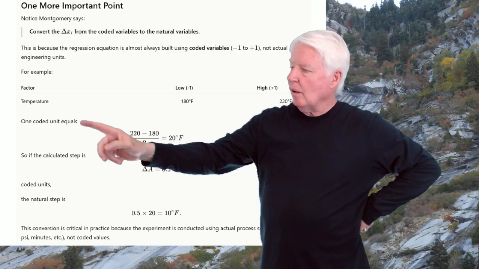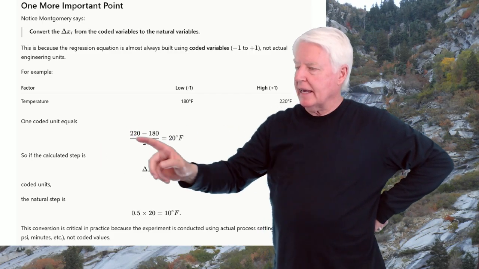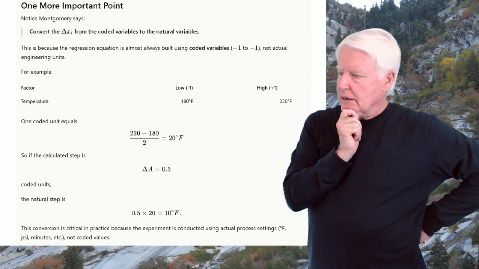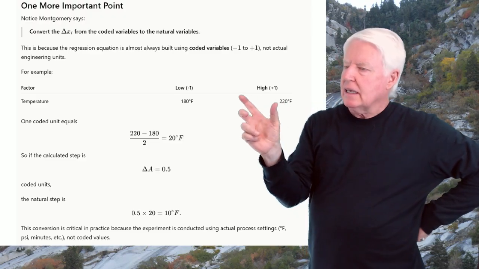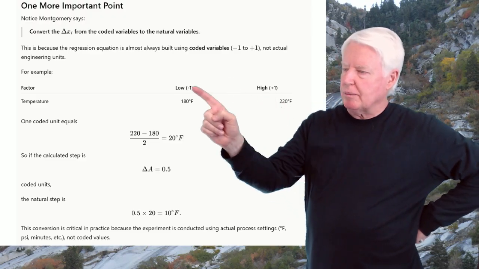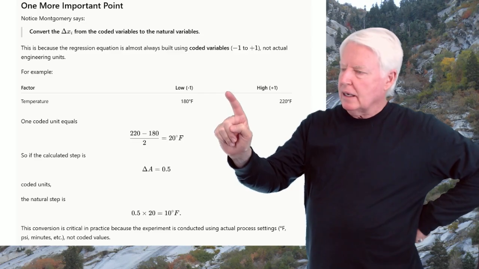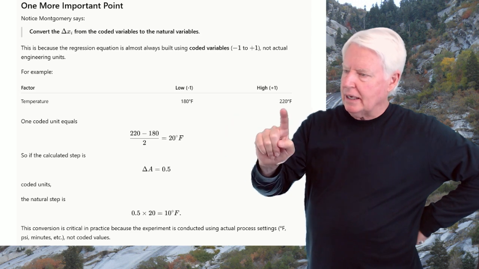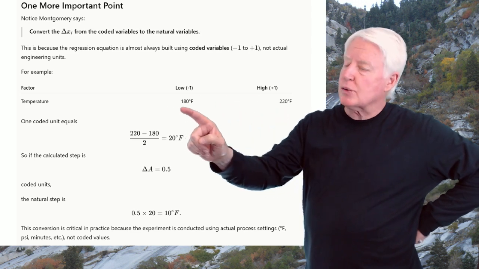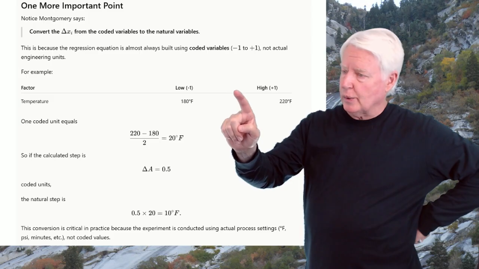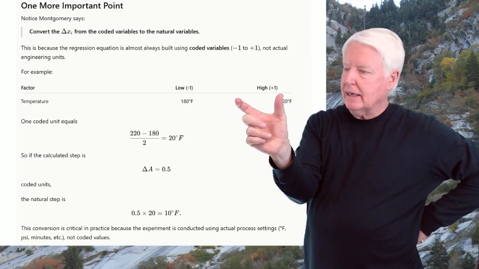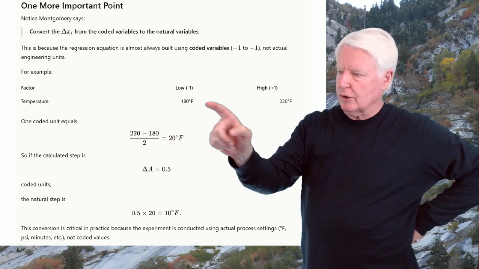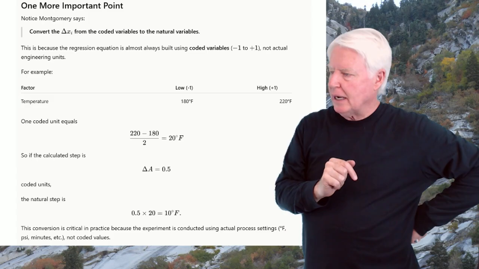Now, one coded unit equals 220 minus 180 divided by 2, which gives us 20 degrees Fahrenheit. So if you have +1 and -1 here, the 0 point will be equal to 200 degrees Fahrenheit. Then you go 20 degrees this way, it's 220. 20 degrees this way, it's 180. So that's your center point, and the value of 1 from 0 is 20 degrees Fahrenheit. It goes 20 this way, 20 that way.